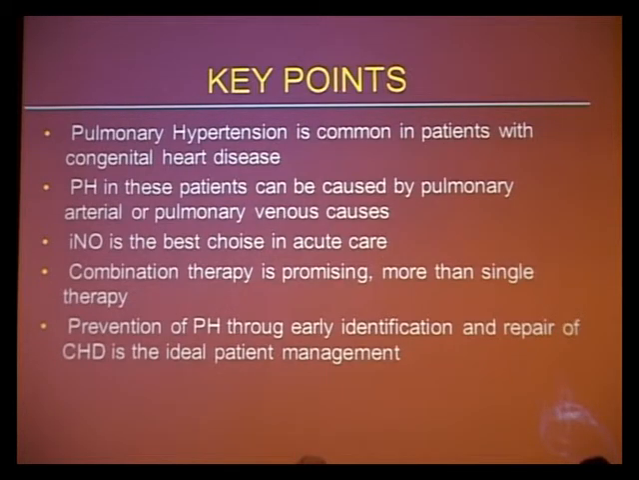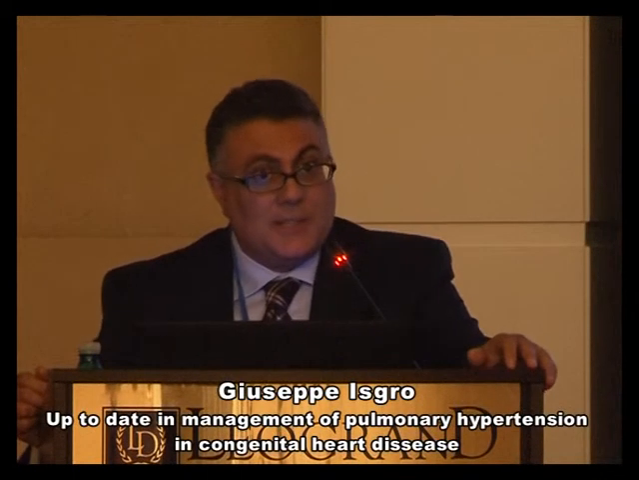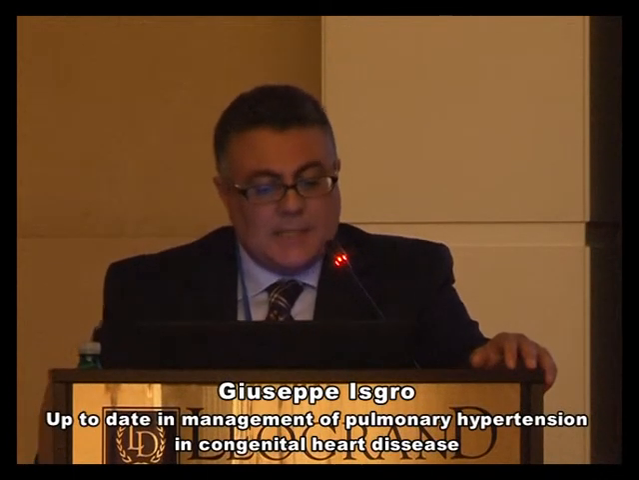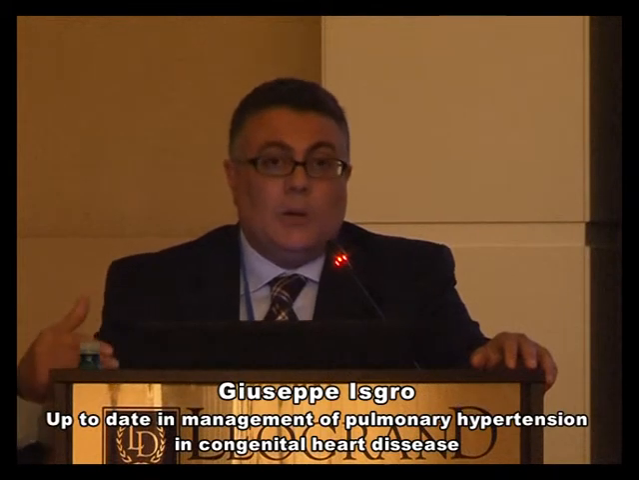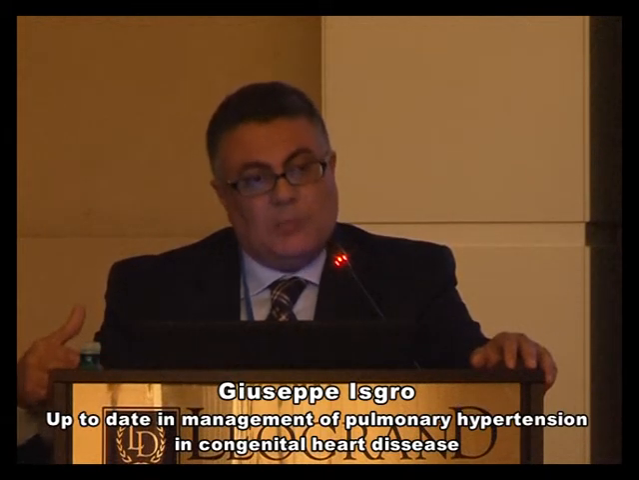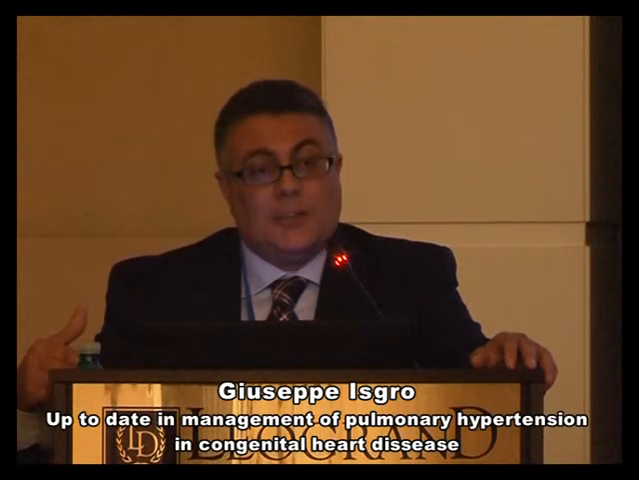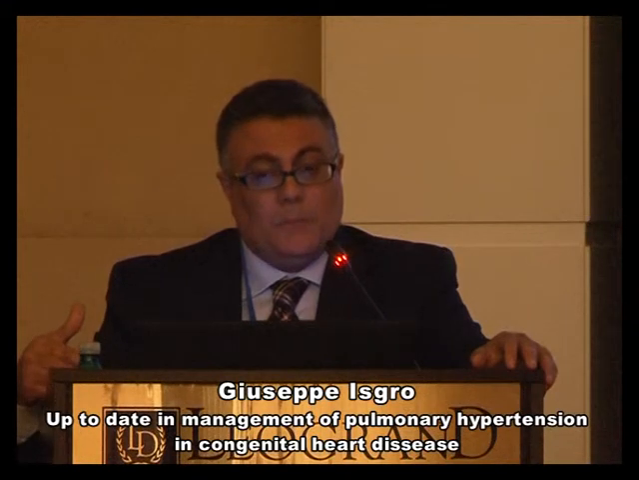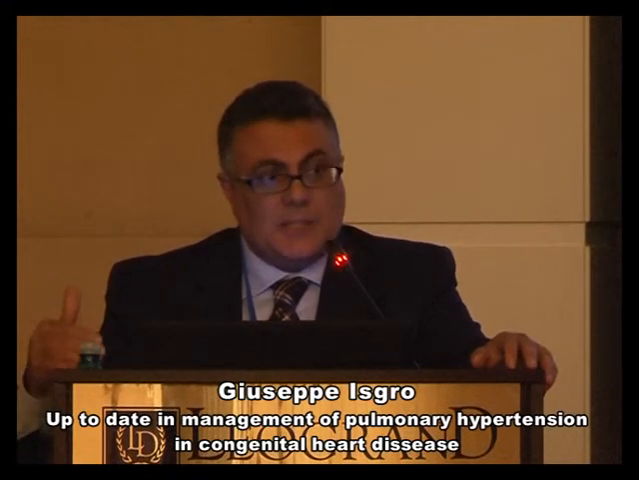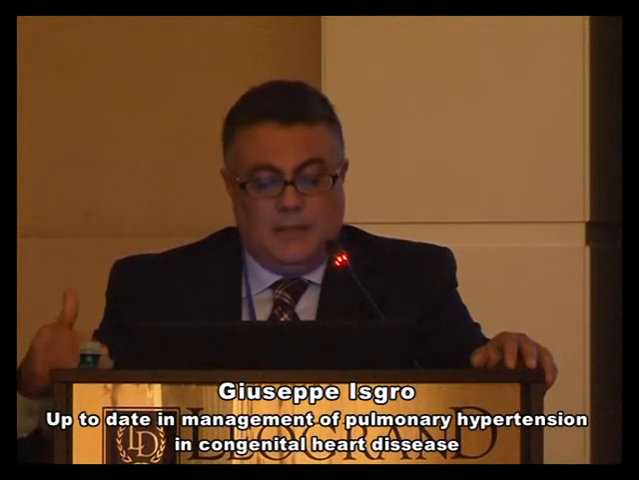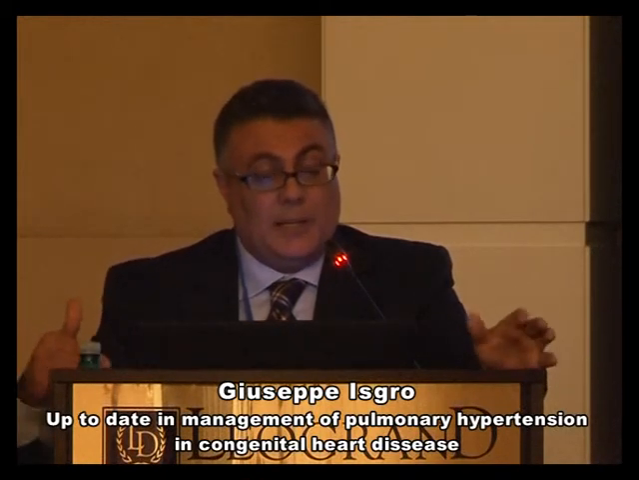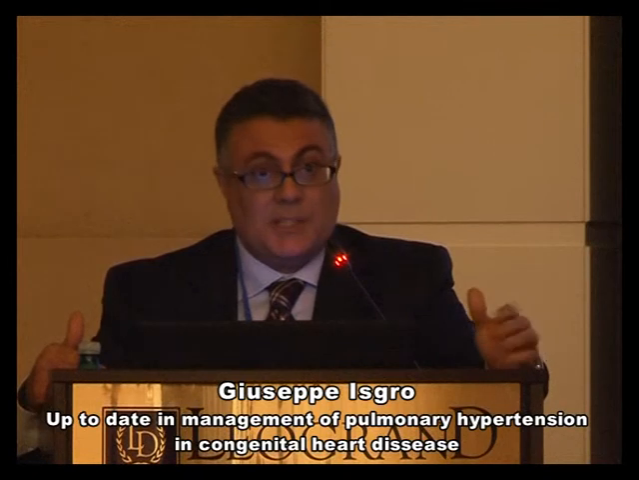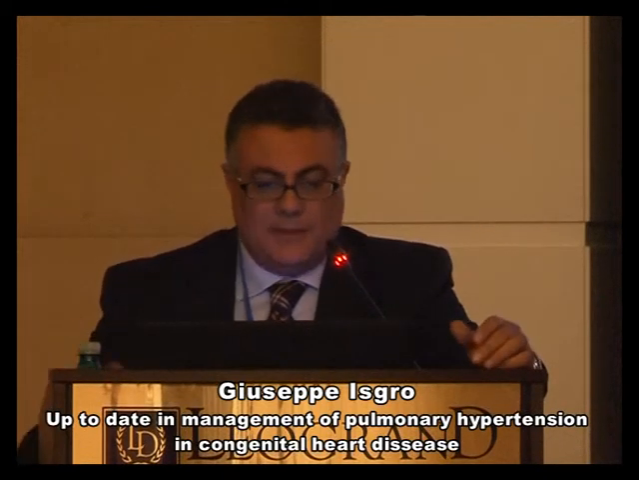We can prevent pulmonary hypertension through early identification and repair of congenital heart disease in children, and this is the ideal patient management. The problem is with patients that are not treated in infancy, that grow up with the natural history, such as VSD, for example, and these patients are at high risk of developing pulmonary artery hypertension, Eisenmenger syndrome, and obviously death. Thank you.